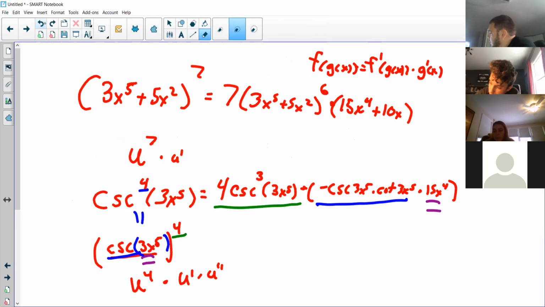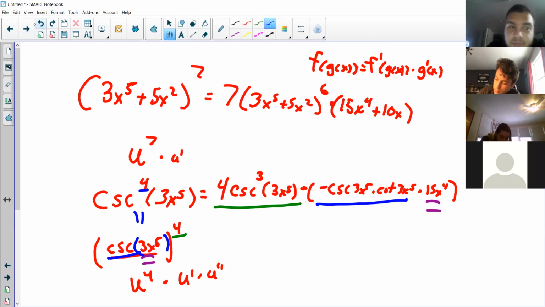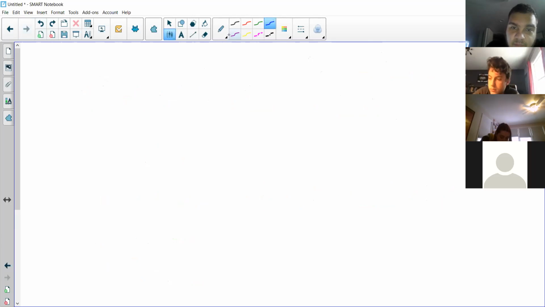Okay. So those are some examples of chain rule. 3.6. 3.7, implicit differentiation. So this one is a little unique because it's not like a hard rule. It's more like a different style of question. So here's a very basic one.